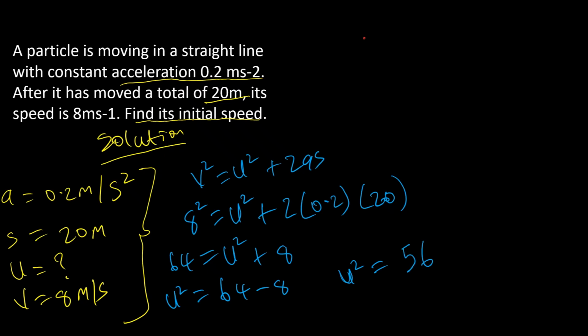Now to remove this square, you have to square root both sides. So we square root of u square, and square root of 56. We square root to cancel the square. You have u equals square root of 56, and that will give us 7.48 meter per second. Don't forget the unit, meter per second. I hope that is clear.